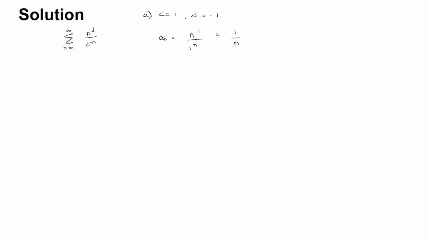And we know that in general, summation over 1 by n power p, n equal to 1 to infinity, will converge for p strictly greater than 1, and it will diverge for p less than or equal to 1. So option A is not true.